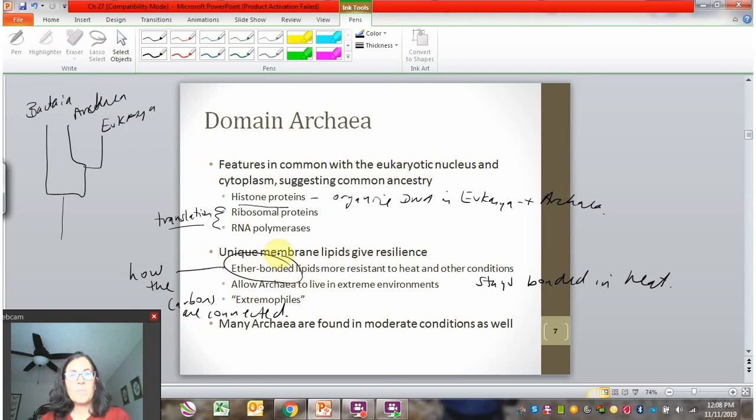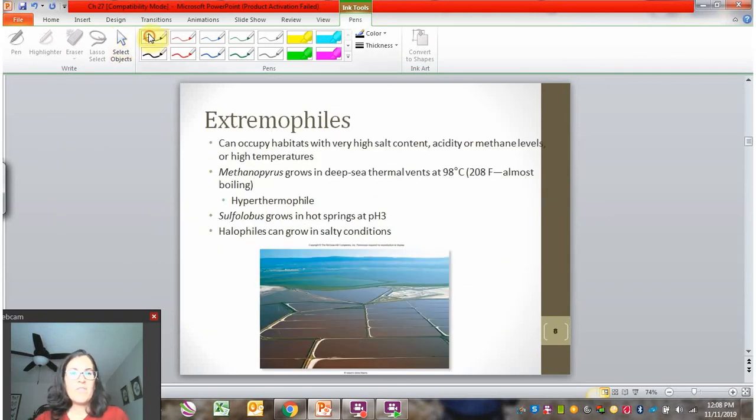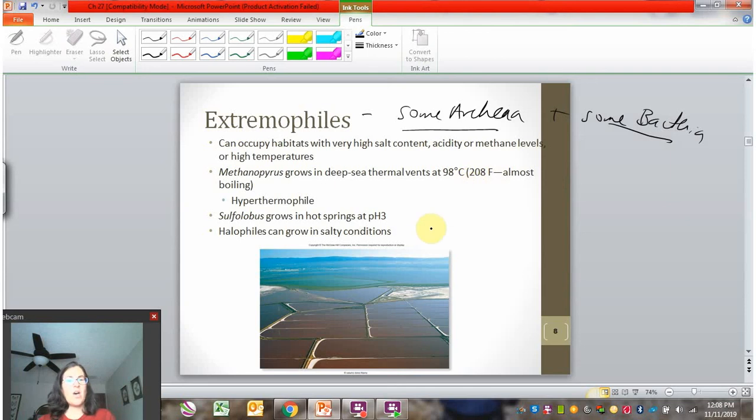So while this special bonding in their lipid does give them the ability to survive better in some extreme environments, I just want to be clear that there are archaea that are found in moderate conditions as well. So we're not saying that they all have to live in extreme environments. They don't. So the term extremophile, which some archaea are, but also some bacteria as well. Okay, so again, this isn't exclusive to archaea, and it's not all archaea. And so extremophiles, that means organisms that love extreme environments. That's what that word literally means.